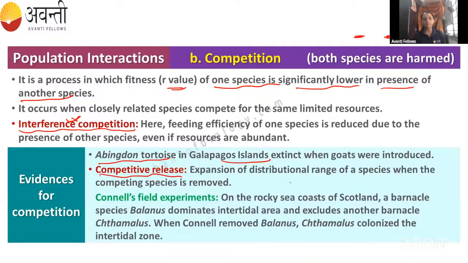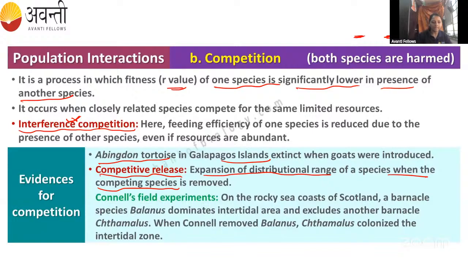Then coming to competitive release. Expansion of the distributional range of a species when the dominant competing species is removed. There will be two organisms, guys. One is the dominant competitor and the other is the weaker one. When we remove the dominant one, the other will expand over the whole region. That is called competitive release.